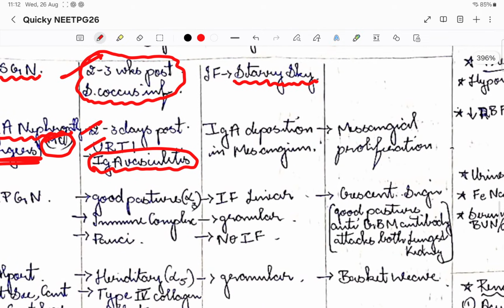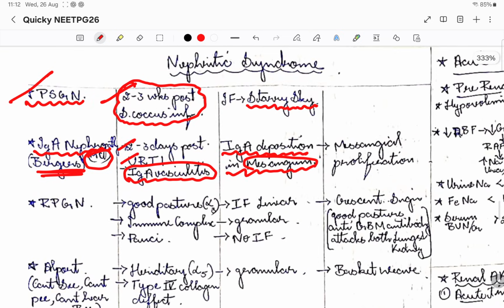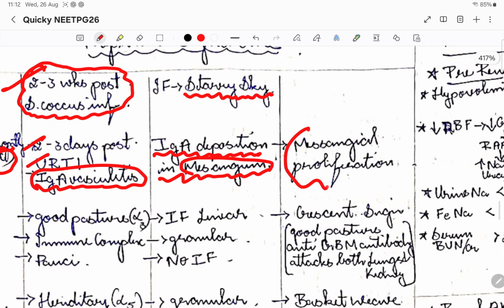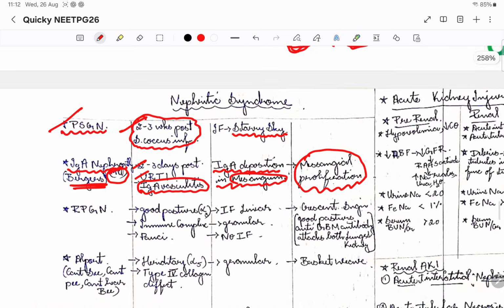So in immunofluorescence, there will be IgA deposition in the mesangium, basically the mesangial cells. And coming to histology, there will be mesangial proliferation, okay. So mesangial proliferation will be there with respect to histology.